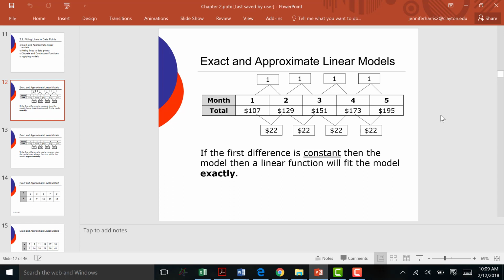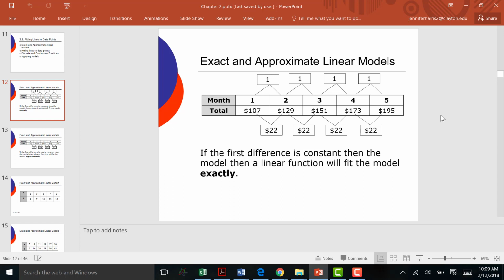Now the question is, is there a linear model, which means is there an equation that will model that data exactly? Is there an equation that will fit the data exactly? And here's how you figure out the answer to that. If we do something called first differences, and if they are the same, constant means the same, if the first differences are the same, then the answer is yes. There is an equation that will model that data exactly.